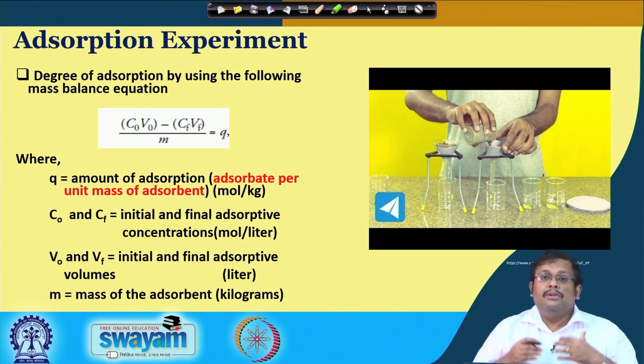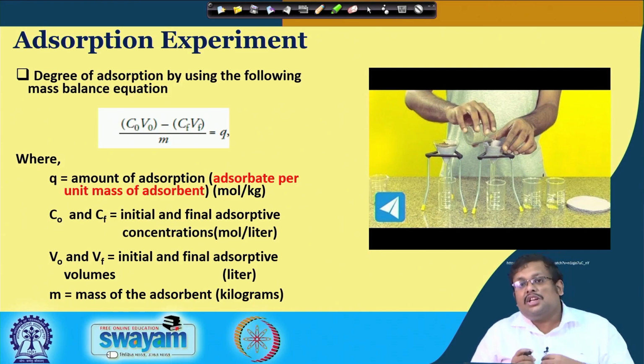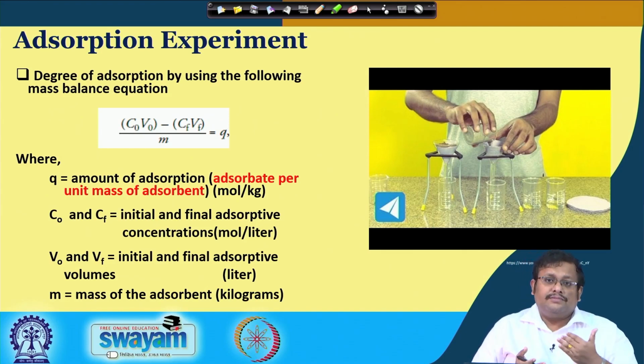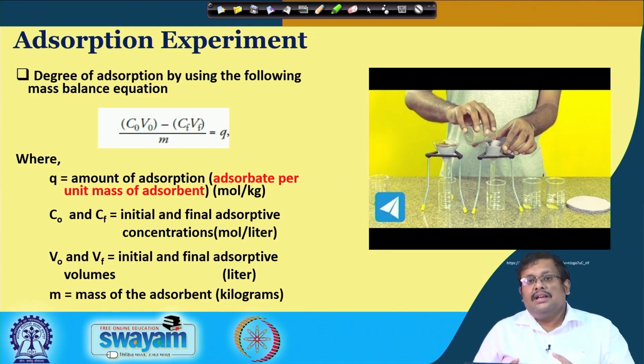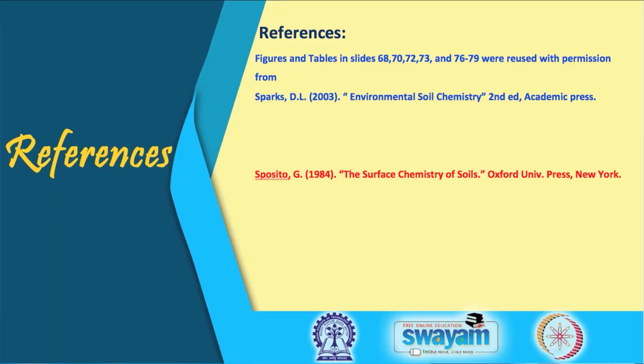In the next lecture, we will be talking about specific adsorption isotherms, or Langmuir equations. We will be talking about Freundlich equations, and so on and so forth, and what their implications are, and we will also be discussing the diffuse double layer.